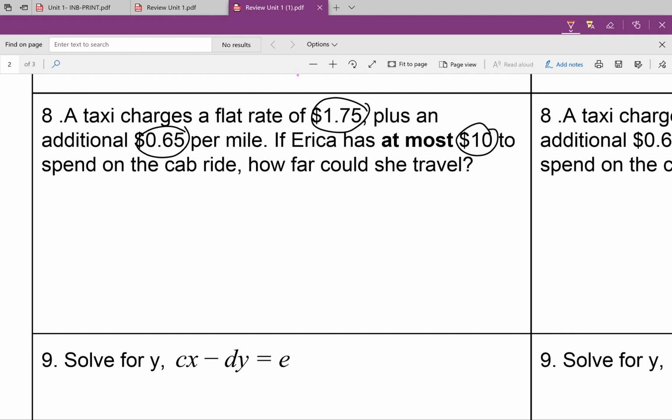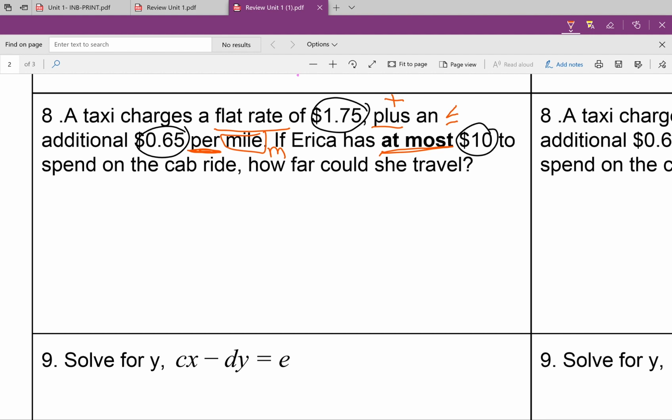Keywords here: flat rate means it's only going to happen one time, so that is not going to be where our variable is. Okay, the word plus obviously means addition. And then this "per" right here tells us that the word mile is again our variable, and I'm just going to label that M. Then lastly, we have the words "at most." At most tells us that this is an inequality. Remember, the words at most mean less than or equal to.